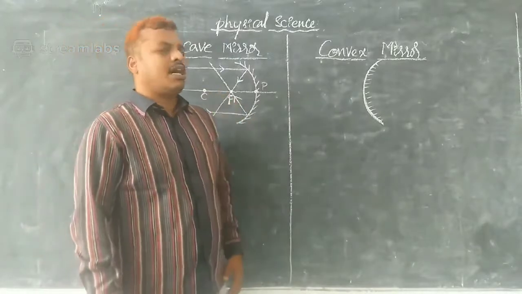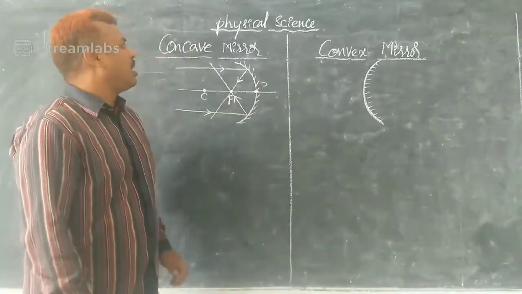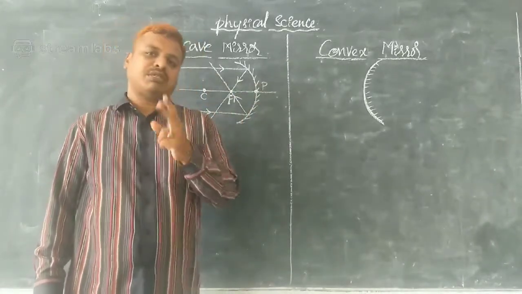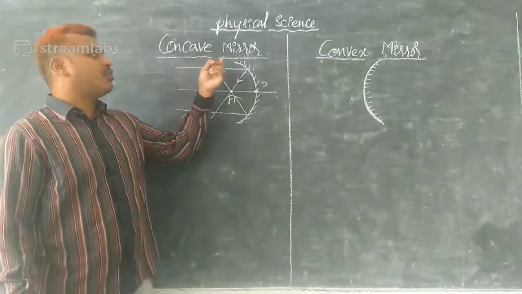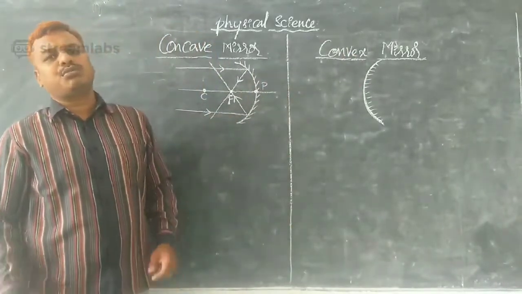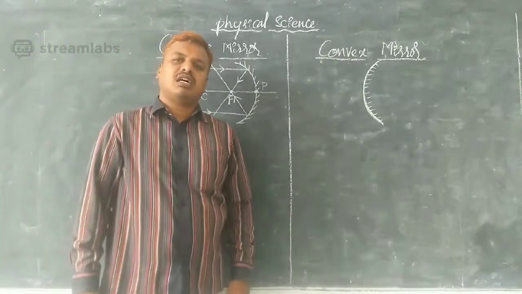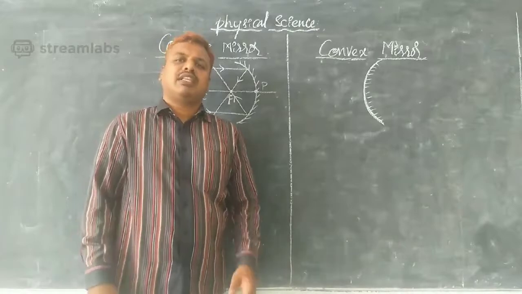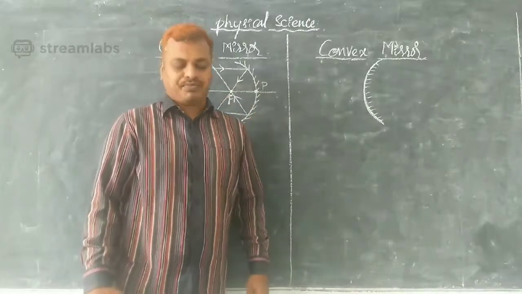So now let us see these two types of spherical mirrors. There are two types of spherical mirrors. One is the concave mirror, another one is the convex mirror, and how these two are a little different from each other, and how they are going to form images when we place an object in front of them.